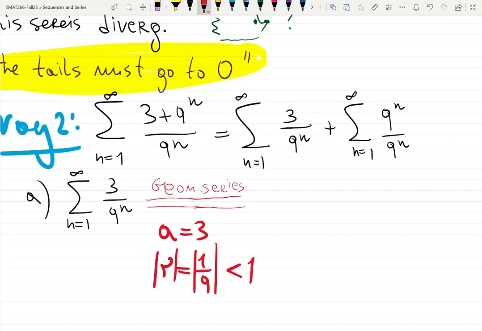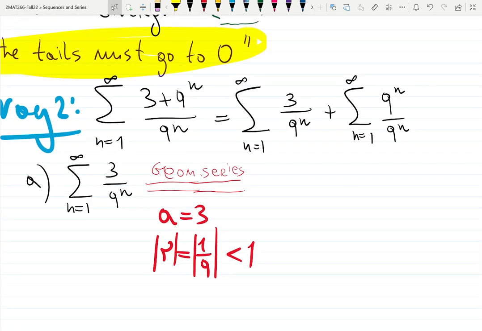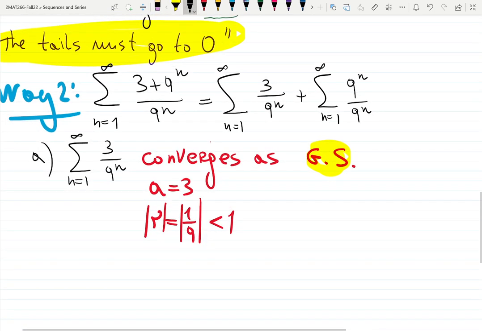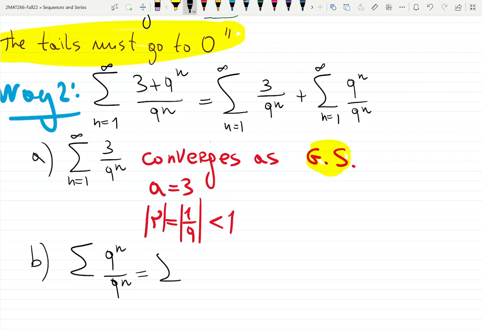We even have formula converges to what? So, geometric series, actually, let me not put the equal sign. It says converges as geometric series, GS. Geometric series, very nice notation for GS. And then we check B. Sum of 9 to the n over 9 to the n is a sum of 1, as n goes from 1 to infinity.